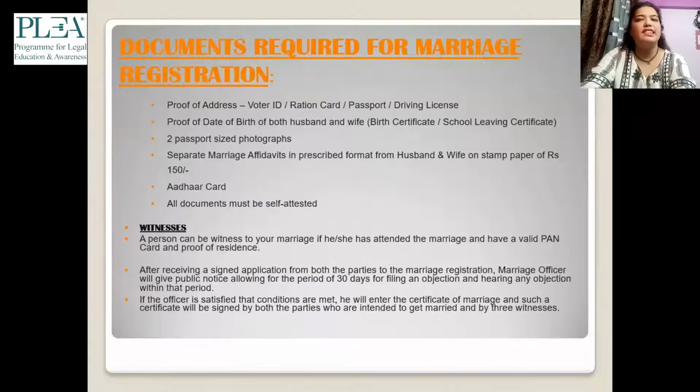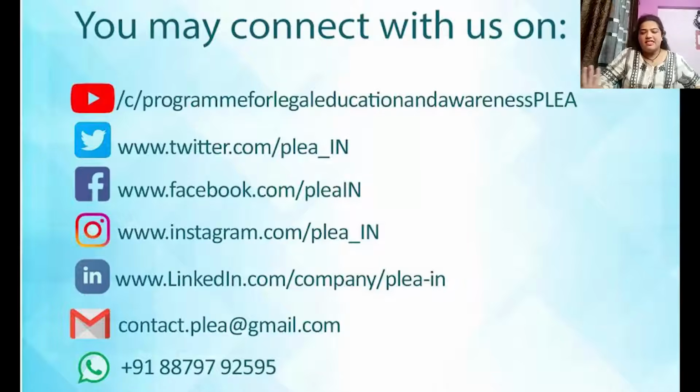And if the officer is satisfied that the conditions are met, he will enter the certificate of marriage. Such a certificate will be signed by both the parties who intend to get married and also the witnesses. So I believe this is the end of the marriage to be performed under the Special Marriage Act and Hindu Marriage Act. I'll give a short summary for other religions in India as well.